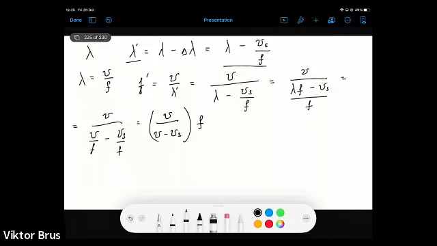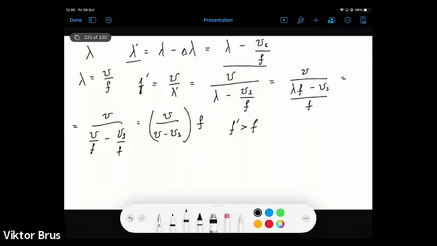So V is in the numerator. In the denominator, we subtract something from V. So obviously it will be smaller. That's why the frequency which the observer will hear will be higher than the initial, the original frequency of the generated sound.